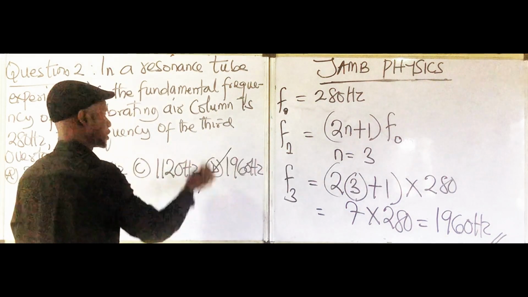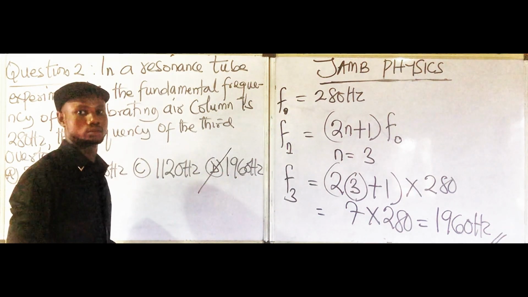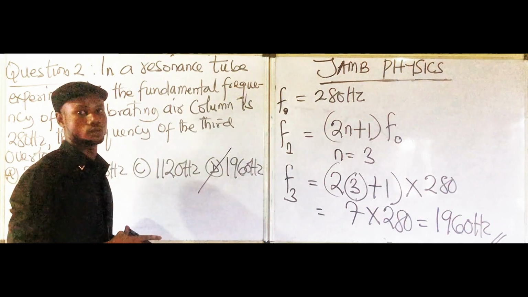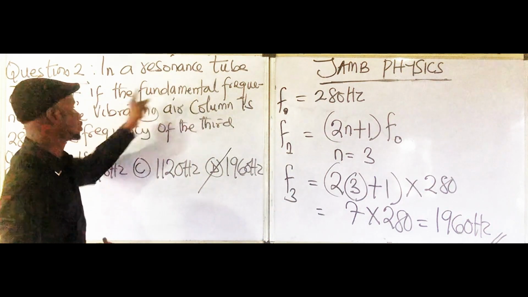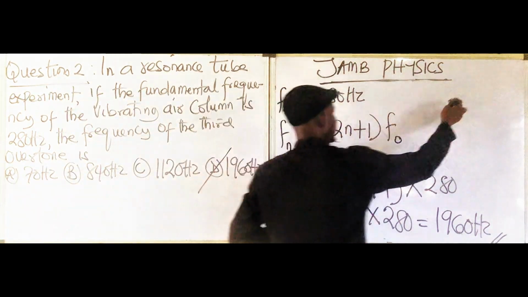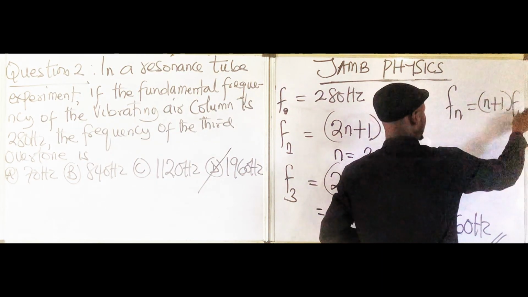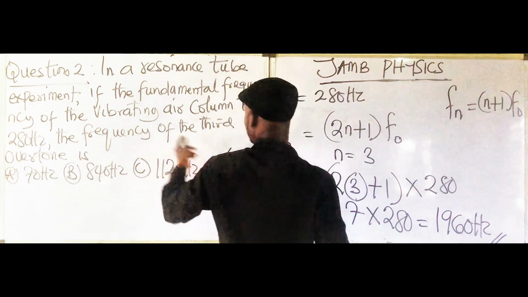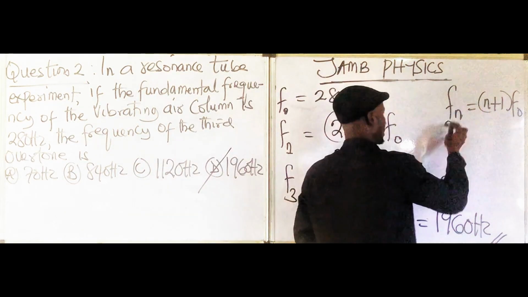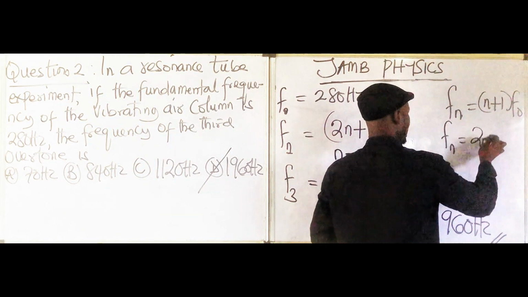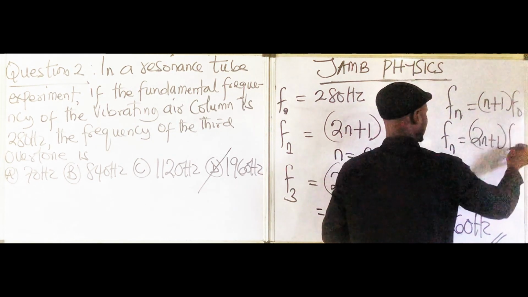Very simple. Okay. Now, whenever you are given any question relating to overtone, when it is not in a resonance tube, we use the formula here, Fn is n plus 1 F naught. But if it's in a resonance tube, at that point it's going to be Fn will be equal to 2n plus 1 times what? F naught.